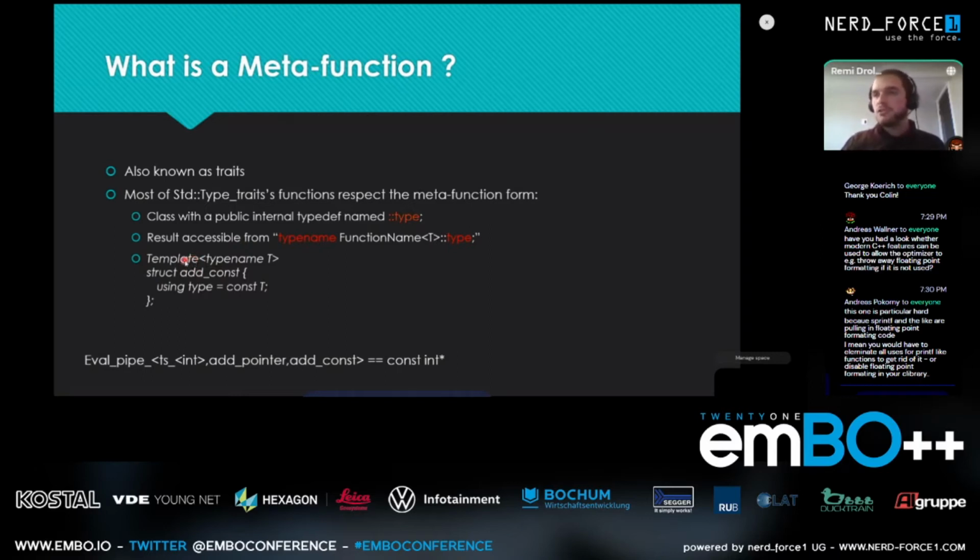So a typical meta function is template typename T, add const, using type equal to const T. So you have an alias that is type. But this add const is not the same that I use here because it wouldn't work, because I cannot have an add const and then nothing, because I want to send it something. It will become more obvious on the next slide.